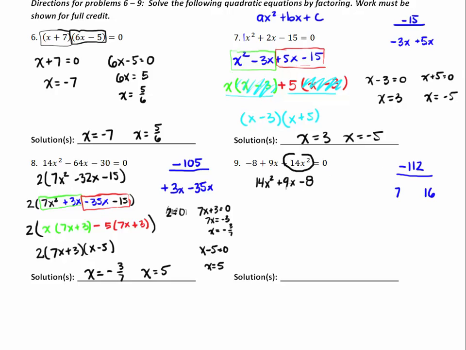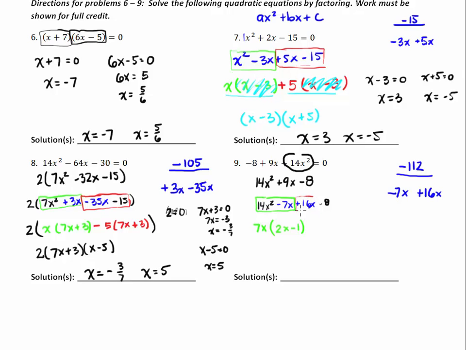I need to get positive 9, so I need it to be a positive 16 subtract 7. So negative 7 times positive 16 is still equal to negative 112. And if I combine those together, I get 9. So we've got 14x squared, replace the 9x with negative 7x and positive 16x, and we still have the negative 8 left over. So now we group. Take a look at the first group. What do they both have in common? They're both divisible by 7, and they're both divisible by x. So I can factor out a 7x, leaving me with 2x minus 1.